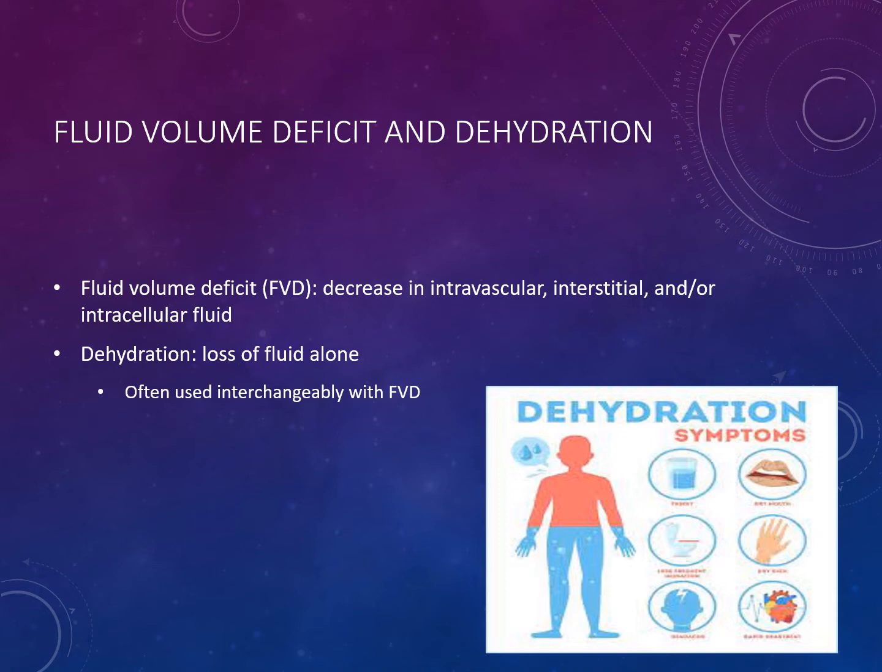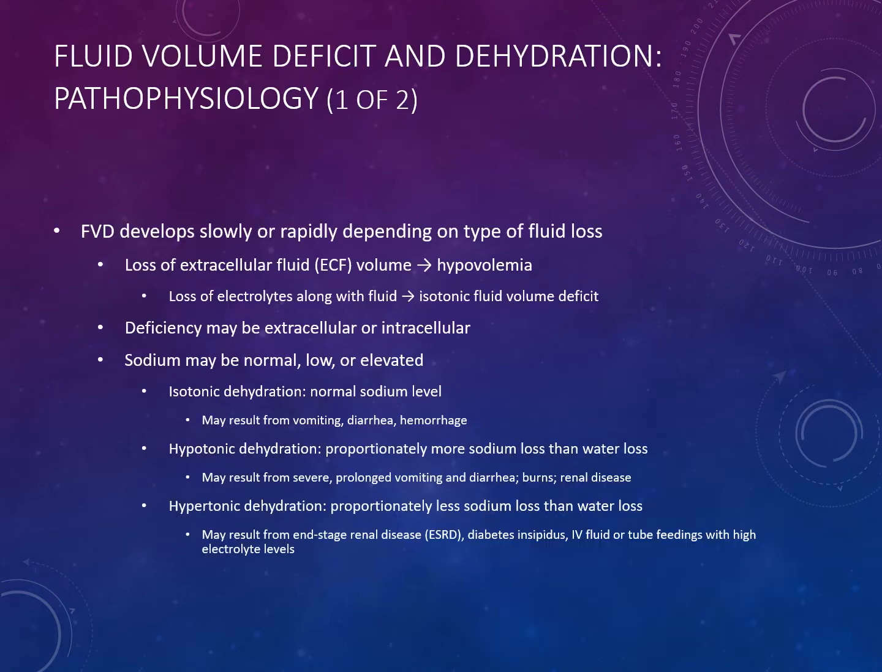So what is fluid volume deficit and dehydration? It is a decrease in intravascular, interstitial, and/or intracellular fluid in the body. It's a relatively common problem that may exist alone or in combination with other electrolyte or acid-base imbalances. Dehydration refers to the loss of fluid alone, even though the term is often used interchangeably with fluid volume deficit or dehydration. So when we're losing fluid, we are in a negative balance. We don't have enough fluid in our system.